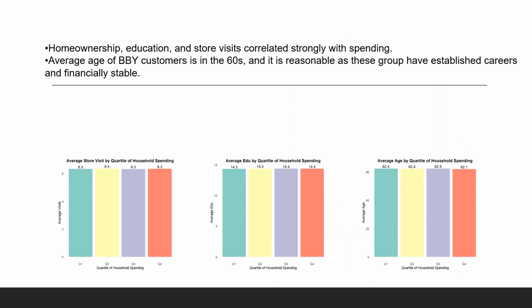On this slide, we provide more EDA charts, showing education, store visits, and age. Together with home ownership on the previous slide, we can see that these correlate strongly with spending. The average age of a BBY customer ranges in their 60s, and it is reasonable because these are the people that are about to retire. They already have established careers and have a family, financially stable, so they are our main targeted customers.